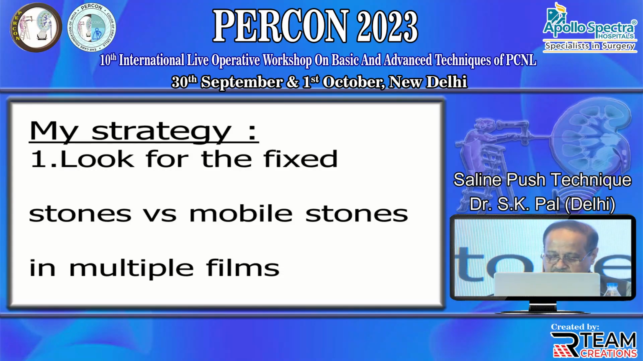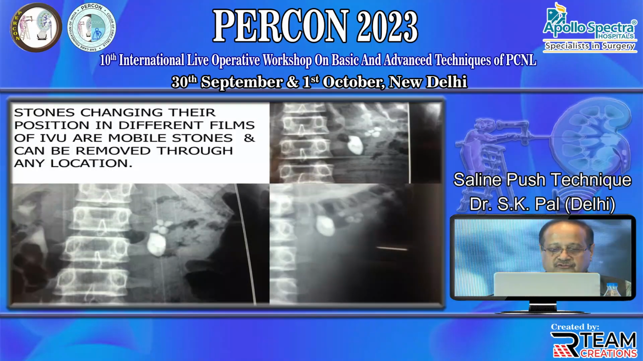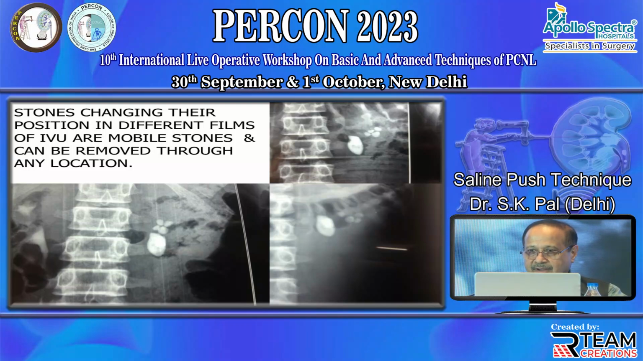So compare those films. If the stones which were together here are distributed like this or distributed like this, it means they are mobile stones. Once the stones inside the pelvicalyceal system are mobile stones, we can easily bring them in front of us wherever we make an entry into the PCS. So don't make a track initially on the mobile stones.